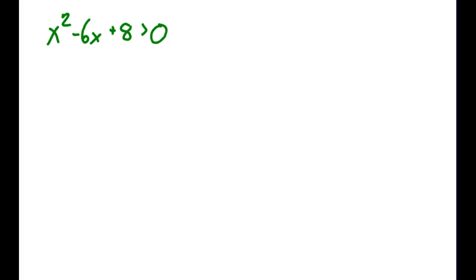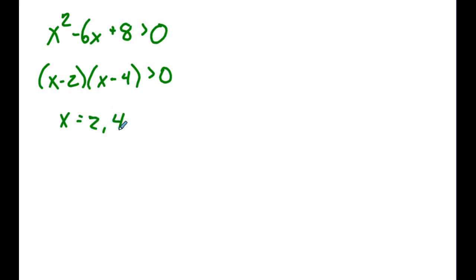Another example, just like the last one, we're going to solve this quadratic inequality. Again, you could write the related equation and solve this quadratic equation first, but it's not necessary. So solving this, again, we could factor. This will factor into x minus 2 times x minus 4 greater than 0. Zero product property, set each of those factors equal to 0. We get x is equal to a positive 2 and a positive 4.